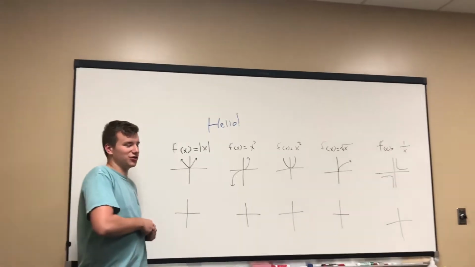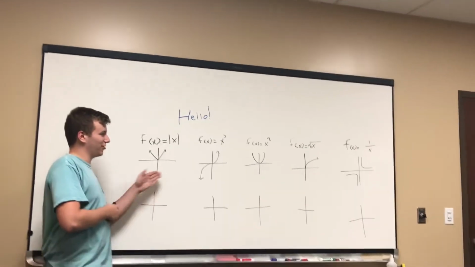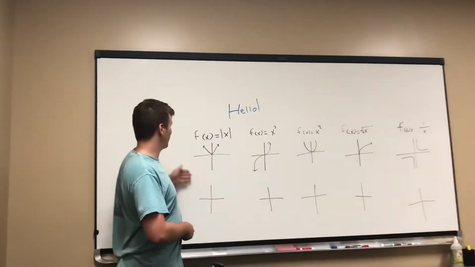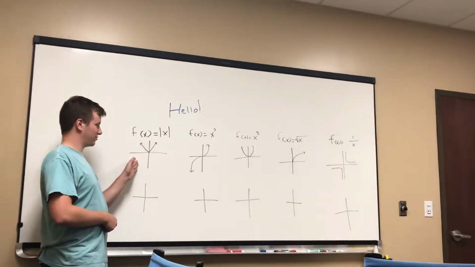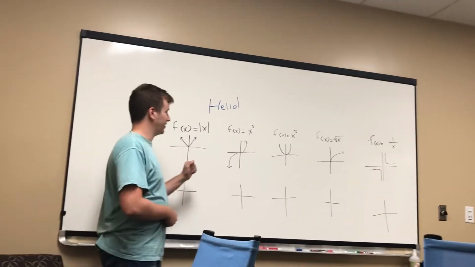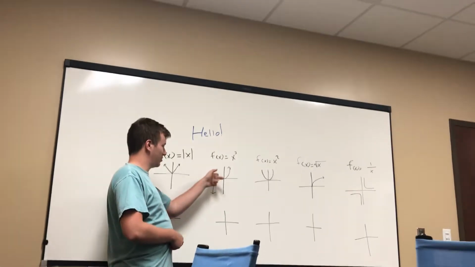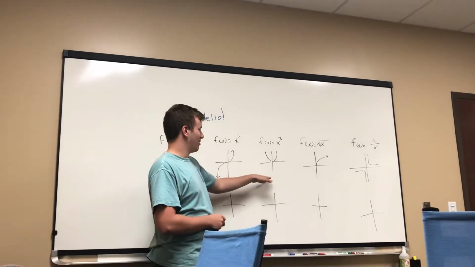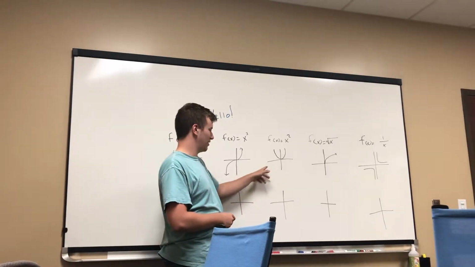Alright, so today I'll be showing you some of the different parent graphs and how to graph their transitions. So right here we have the absolute value graph, which is just like a V, and here we have the cubic graph, and it's kind of going up, down there. And here we have the quadratic graph, and it's just a parabola, kind of a U shape.